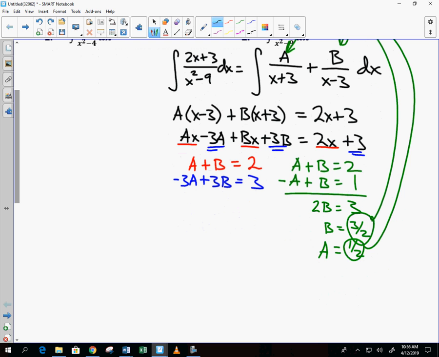And I'm going to write this just a little bit differently this time. We're going to have 1/2 integral of 1 over x plus 3 dx. And I have then the integral of 3/2 times 1 over x minus 3 dx. Everybody agree that these are the two integrals that we're going to be trying to determine?